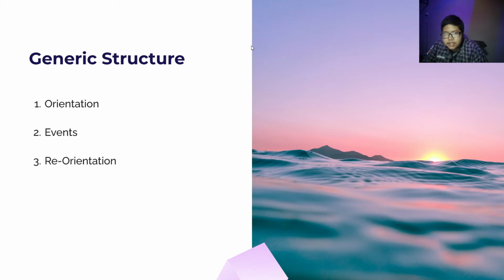And then the generic structure of biography text. The first is orientation. This is the introduction of the text. Usually it is located on the first paragraph. You can find it on the first paragraph. Second is the events. And then the third is reorientations, which is optional.